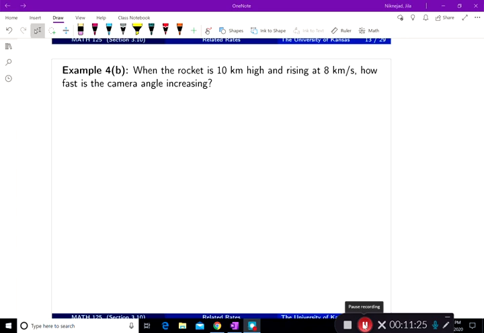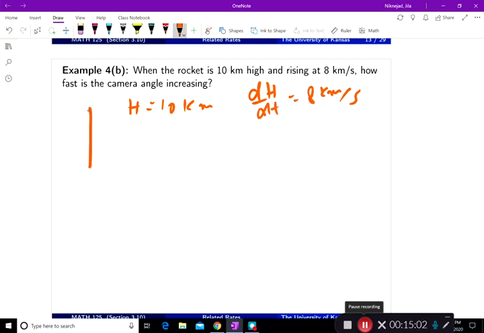Now we're doing part B of the same example. And so this time around, the h is given. h is equal to 10 kilometers, and dh/dt is given as 8 kilometers per second. Draw the same right triangle, theta here, h here, 4 is constant, and now it's asking to find the rate of change in theta. It doesn't tell you theta, and it's not asking for theta, but we may have to find some quantity related to theta also.